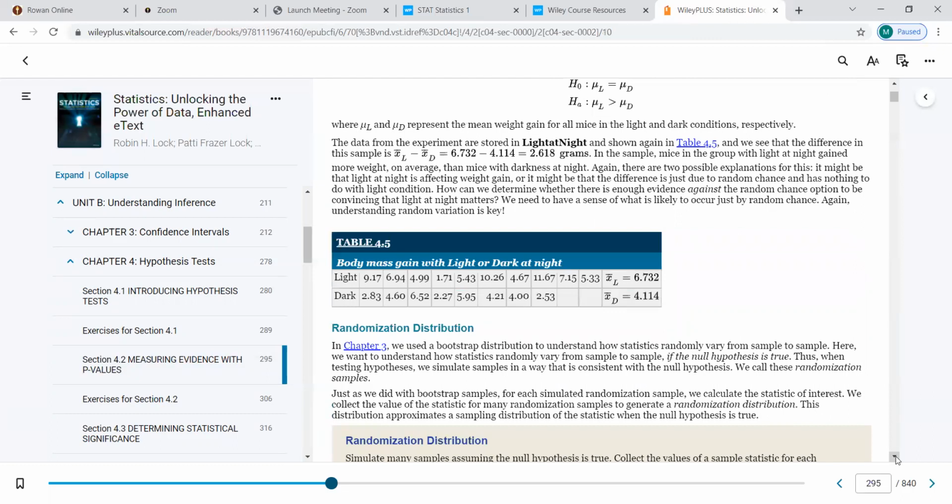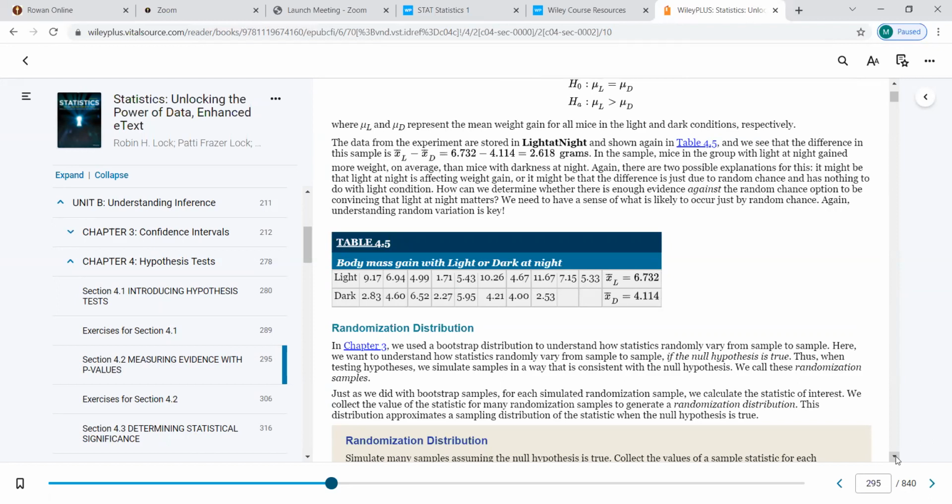Now, how do we do that? Well, one way of doing this is to use StatKey. Remember StatKey, when we did confidence intervals, we created what was called a bootstrap sampling distribution. Well, we're going to create a different type of distribution with StatKey, and it's called a randomization distribution. And in this case, we're going to assume that the null hypothesis is actually true for the population. All right. So we're going to make that assumption.